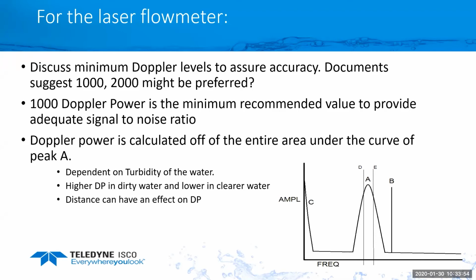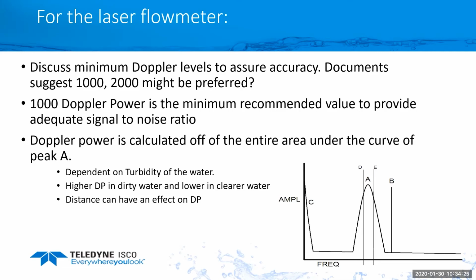So you see that curve A, that is built by the 5,000 spectral readings that are taken when the laser's on for 2 seconds. And so the Doppler power reading that you're going to see is going to be dependent on the turbidity of the water. So the dirtier the water, the higher the Doppler signal you're going to see. The cleaner the water, the Doppler power is going to decrease. It doesn't mean that it's a better or worse reading. It just means that we have more or less particles in the water.